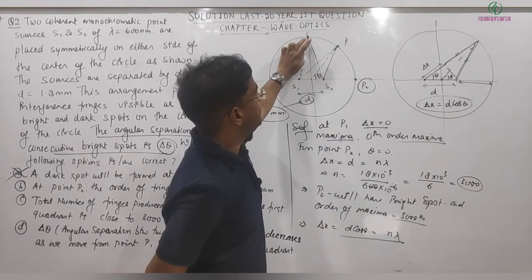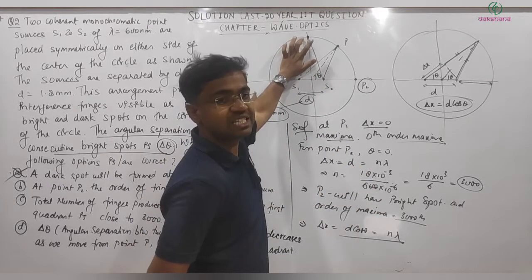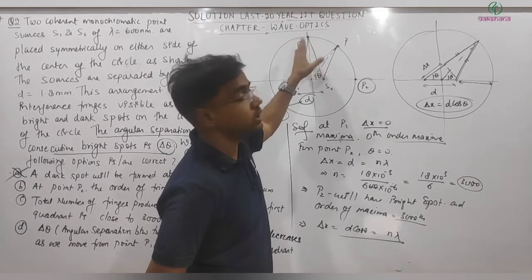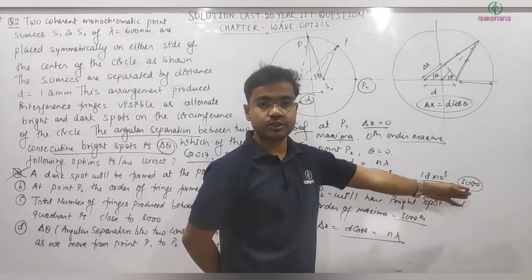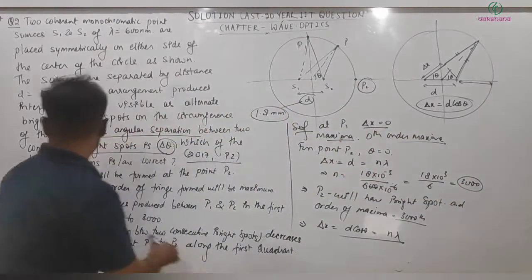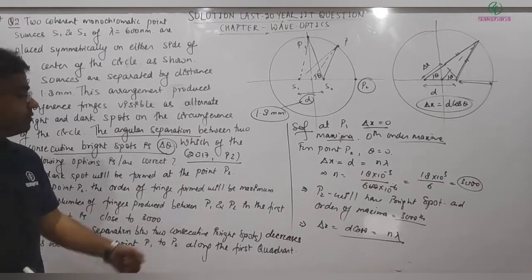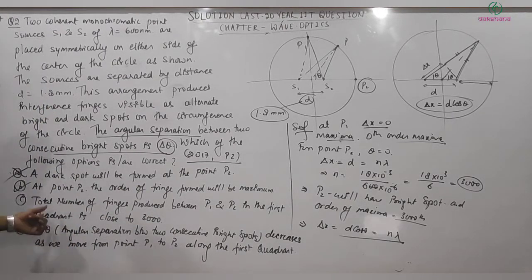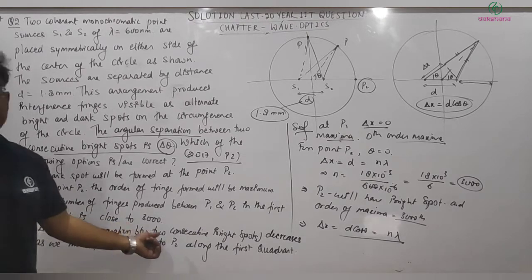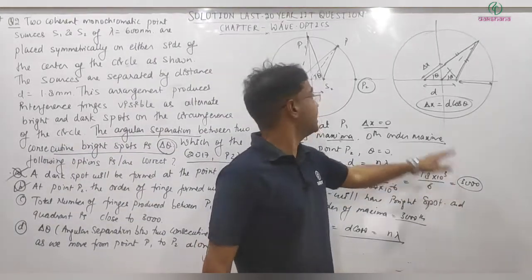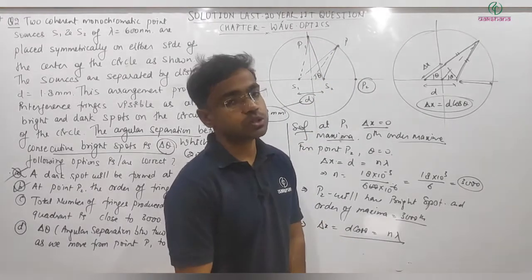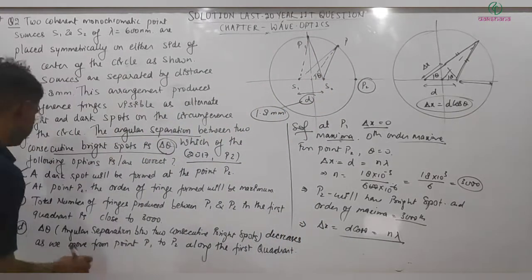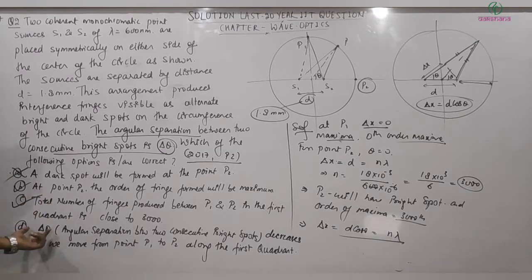Because here you can see at P1, the order of fringe formed is the 0th order, the lowest one. As we move from here, at this point we saw the order is 3000. So that's why yes, it's also correct: at point P2 the order of fringe formed will be maximum. Next: the total number of fringes produced between P1 and P2 in the first quadrant is close to 3000. This is also correct, because here it is 0th order and here it is 3000th order, so the total number of fringes will be close to 3000. This is also right. Next, delta theta, the angular separation.